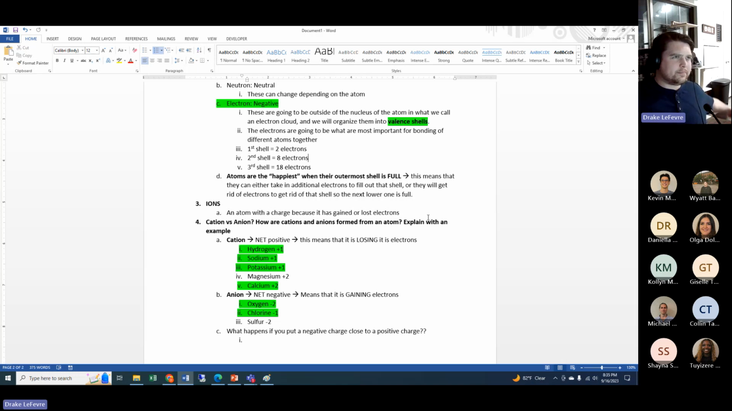And also, this will make a little bit more sense when we get into the actual bonding. When we form bonds, especially ionic bonds, for example, when a hydrogen and an oxygen get close to each other, the hydrogen wants to get rid of its electron, so it's literally going to give its electron to the oxygen. So it's almost like passing it to it.